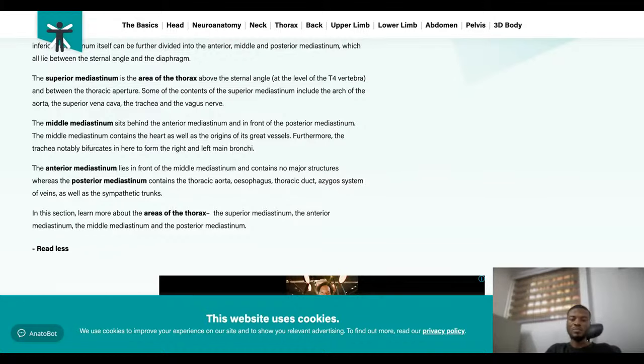So the area above the sternal angle at the level of T4 and between the thoracic aperture includes structures like the aorta, the aortic arch, the superior vena cava, the trachea, and the vagus nerve. So that is the upper part of the mediastinum. We also have the middle mediastinum, which contains the heart itself and then the great vessels, the tracheal bifurcation. We will look at this when we get to the images, especially on the radiographic image. We also have the anterior mediastinum, which contains parts of the heart, the aorta, the esophagus, and all that.